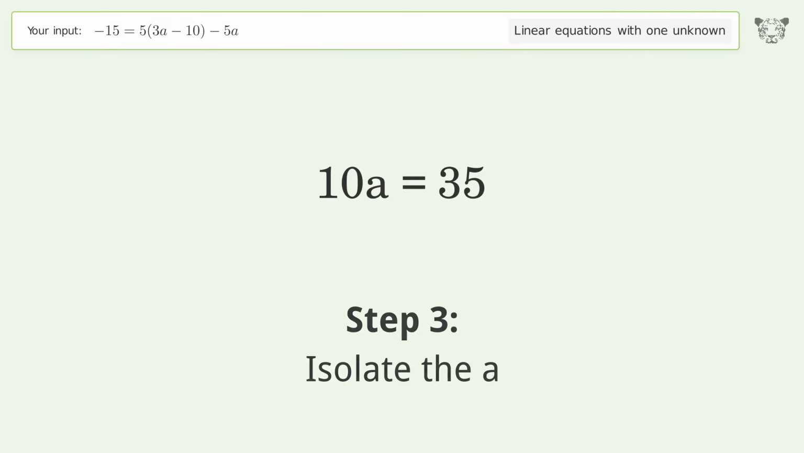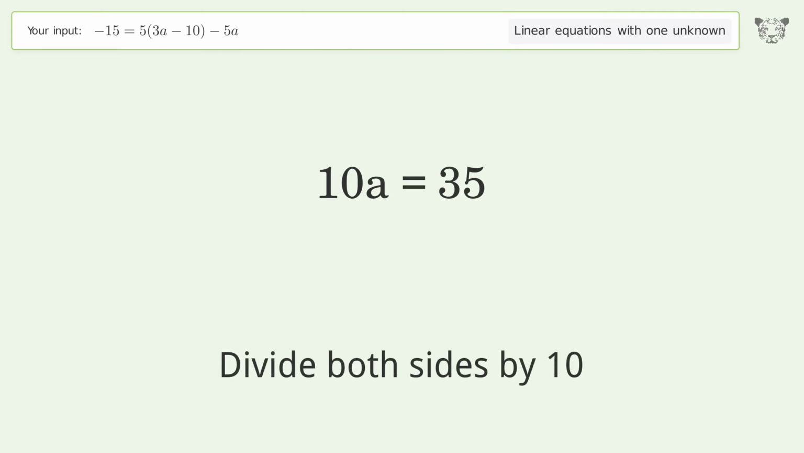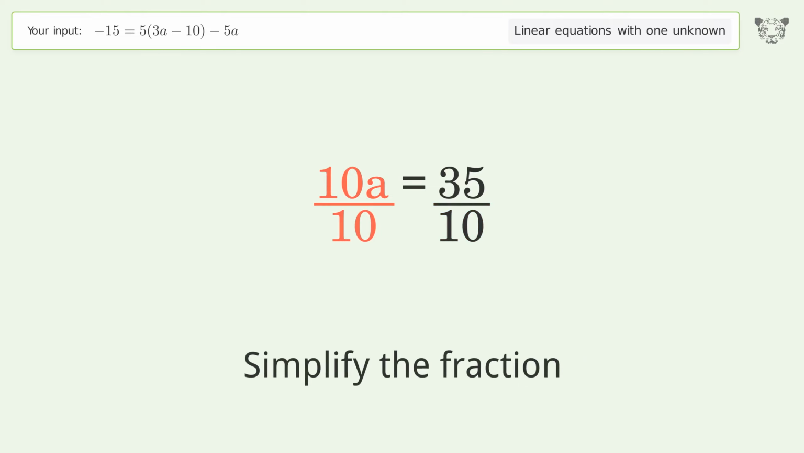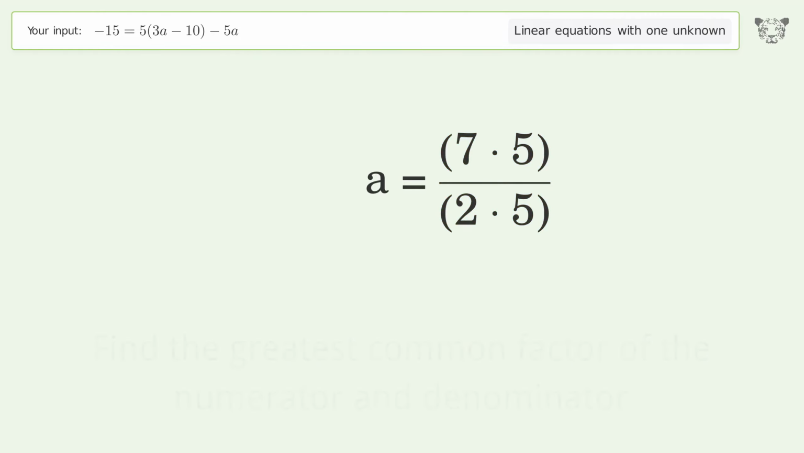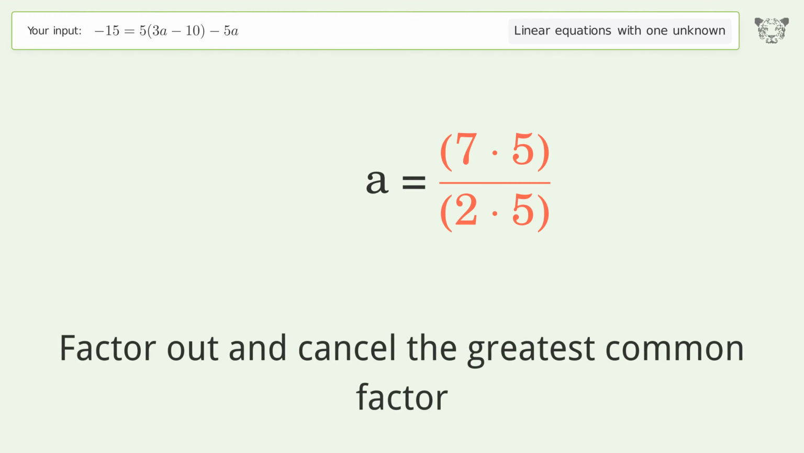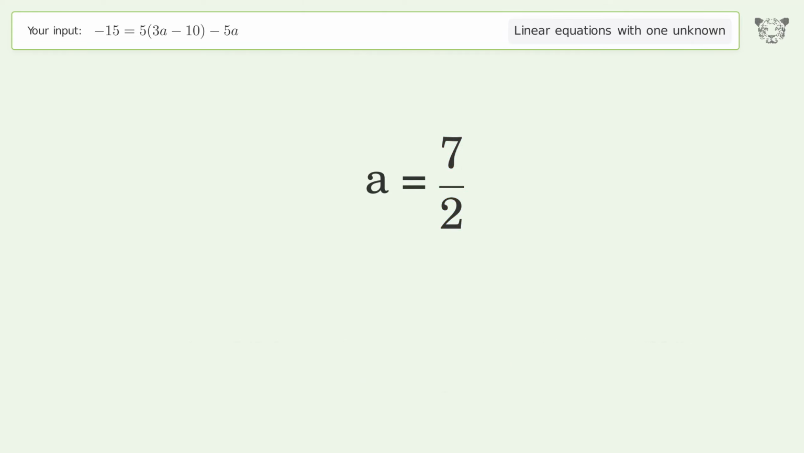Isolate the a. Divide both sides by 10. Simplify the fraction. Find the greatest common factor of the numerator and denominator. Factor out and cancel the greatest common factor. And so the final result is a equals 7/2.